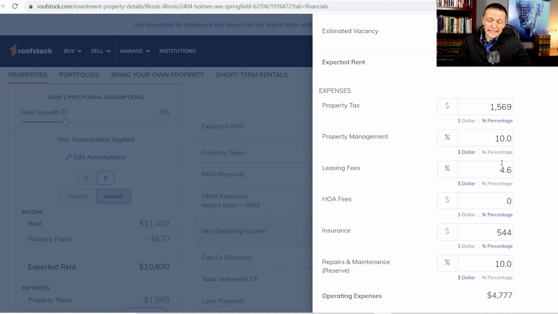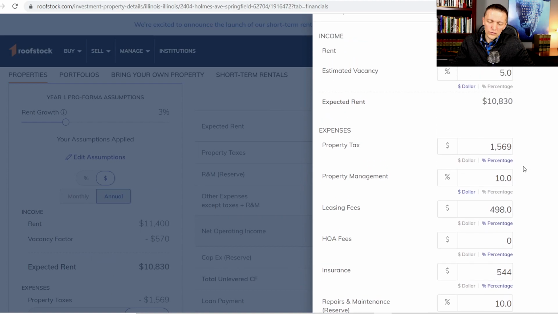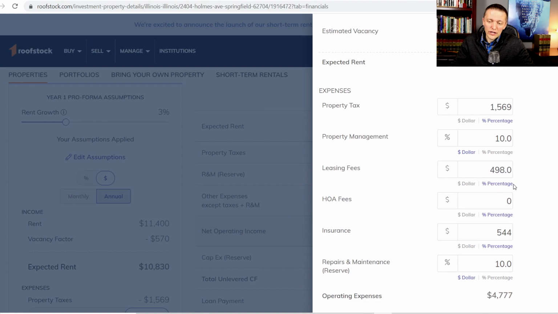The next thing here is leasing fees, which is currently shown as a percentage of the purchase price. I like to look at the dollar amount, and so $498, if we're assuming that rents are somewhere around $950 or $1,000, and you're paying your property management company to re-lease the property after the current tenant moves out, I think half of a month's rent is probably the lowest you're going to see.